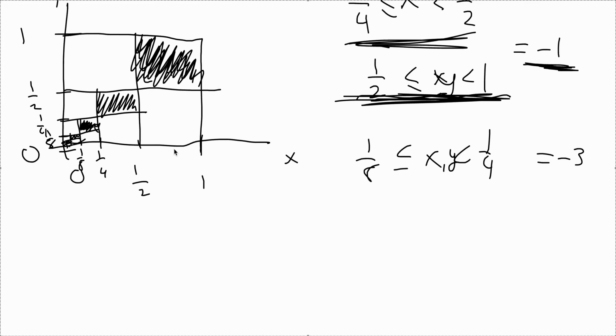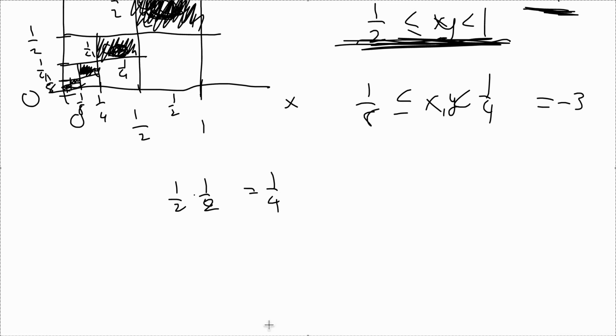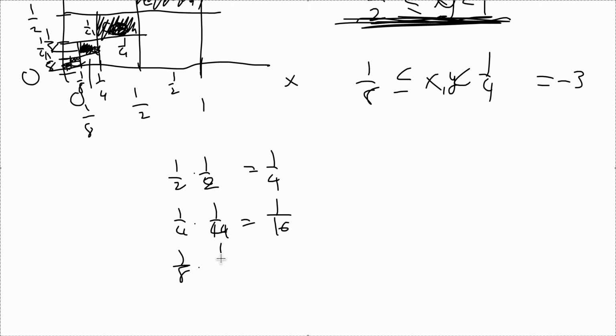So this side length is 1/2, this side length is 1/2. So the area of this square right here is 1/2 times 1/2 equals 1/4. Now same thing with this: this side length is 1/4, this side length is 1/4. Area of this is 1/4 times 1/4 equals 1/16. Now let's take a look at this one. This side length is 1/8, this side length is also 1/8. So the area of this square is 1/8 times 1/8 equals 1/64.